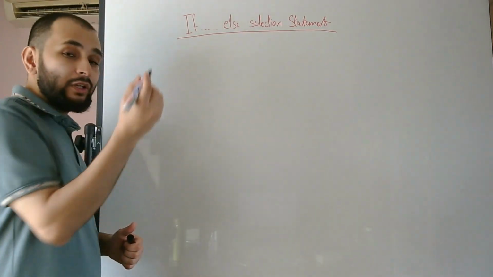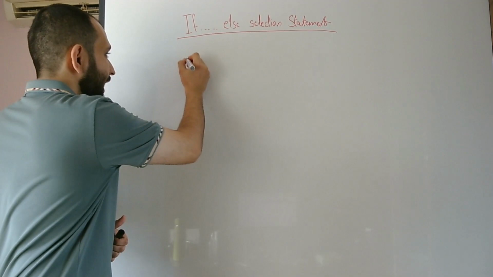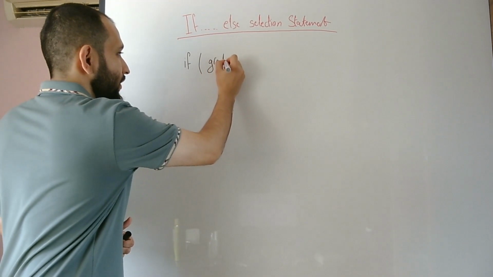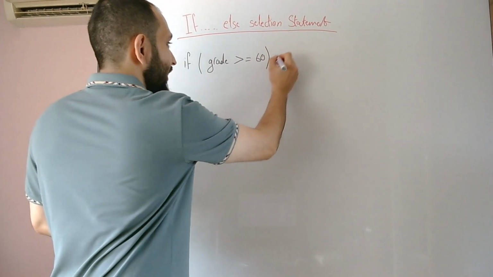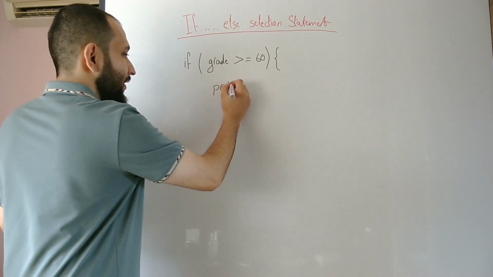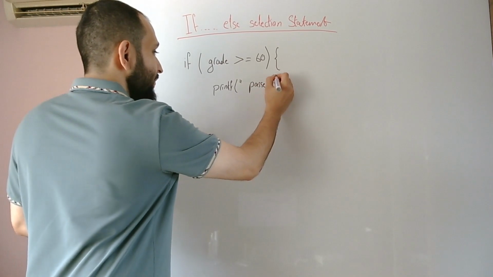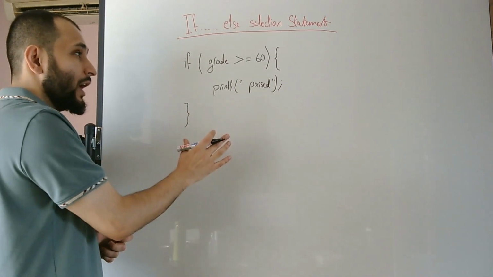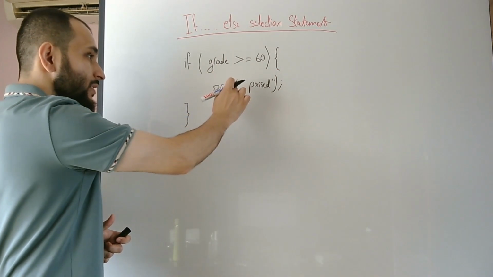For example, we will use the if statement from the previous episode. We said that if we have this if statement where we are checking the grade of a student, if the grade is greater than or equal to 60, then we are going to give a message that the student has passed, right? We're going to write passed or something like that in here. And then this is the end of the if statement. So if this condition is true, this statement is going to be executed.